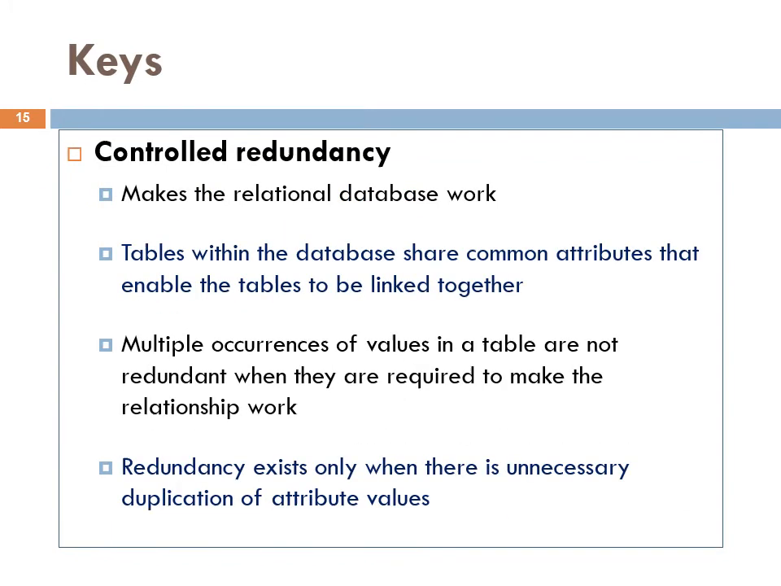Okay, next, control redundancy, which makes the relational database work. Tables within the database share common attributes that enable the tables to be linked together, and multiple occurrences of values in a table are not redundant when they are required to make the relationship work. This is how we control the redundancy. Redundancy exists only when there is unnecessary duplication of attribute values.